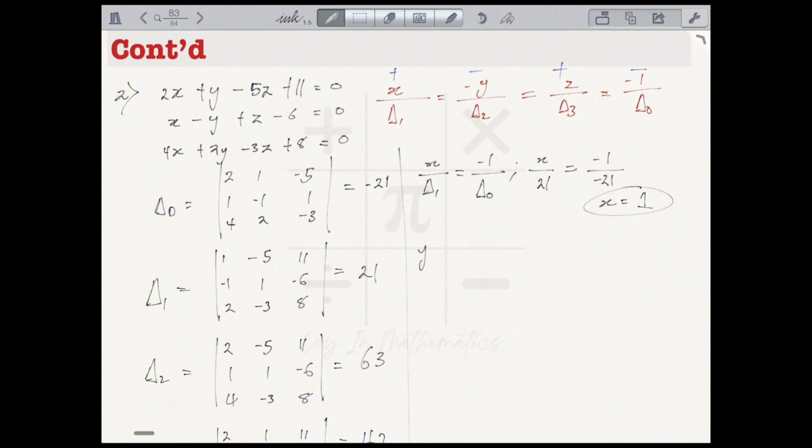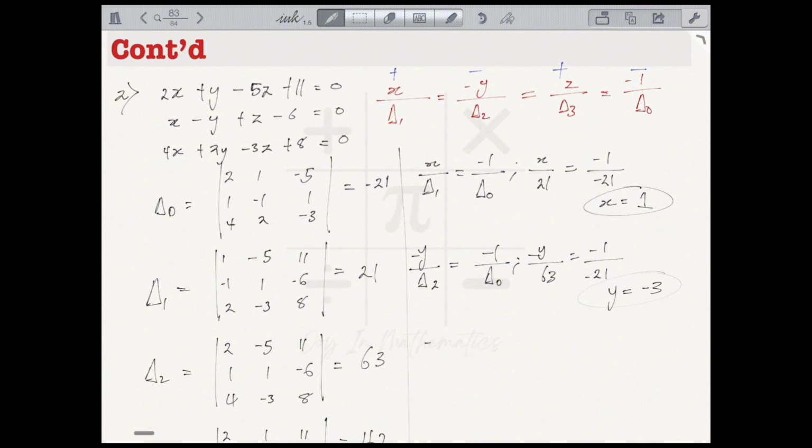Moving on to y, that's minus y divided by delta 2 is equal to minus 1 divided by delta 0. So I make our substitutions. That's y divided by delta 2, which is 63, is equal to minus 1 divided by delta 0, which is minus 21. So simplifying this further, we have y equal to minus 3.